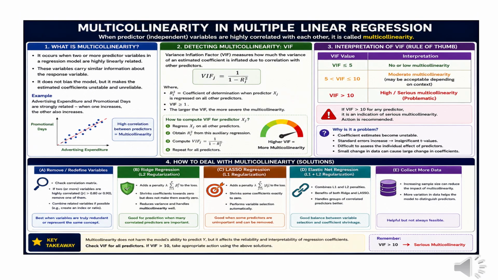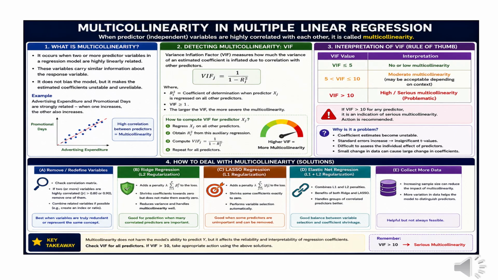Now let us discuss another important issue in multiple linear regression, multicollinearity. We know that in MLR, we use several independent variables to explain or predict one dependent variable. But sometimes, two or more of these independent variables are very strongly related to each other.